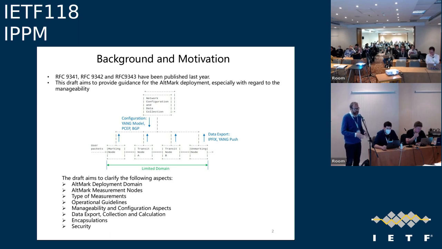You all know that the base documents about the alternate marking were already published as standard documents. So I can mention RFC 9341, 9342, and 9343 for the IPv6 option. This draft aims to provide guidance for the real deployment, since sometimes when we talk about alternate marking in IETF, people always ask about the deployment issue, how to deploy, how to manage. So this draft aims to clarify all these aspects related to the deployment domain, the measurement nodes, the type of measurements, and especially the main focus is about the manageability and configuration aspects and data export.